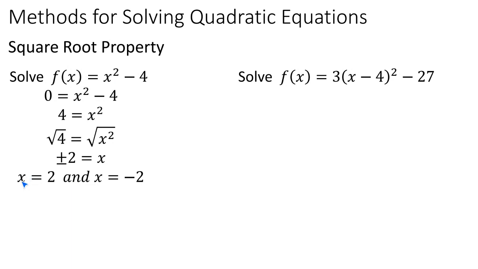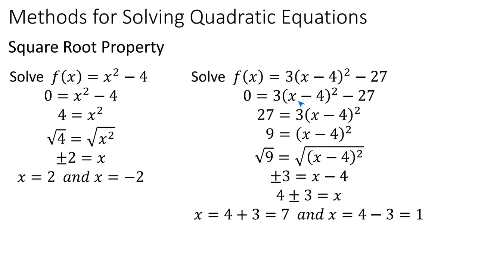So my solutions are x equals 2 and x equals -2. Okay, so here I could use the square root property. You can use it anytime that you don't have that middle term ax. If you only have an x squared term, then this property will work. Okay, so we look at this one here.